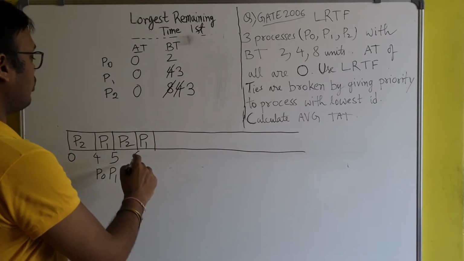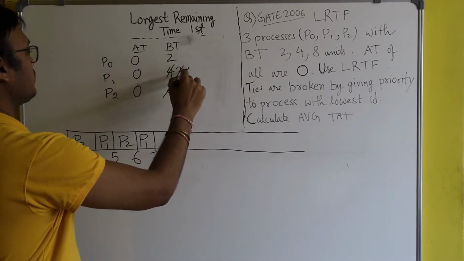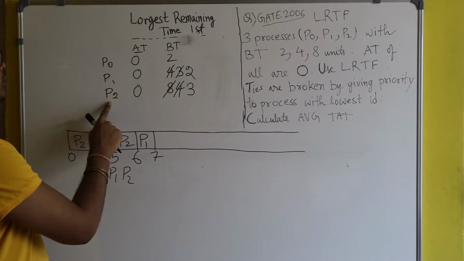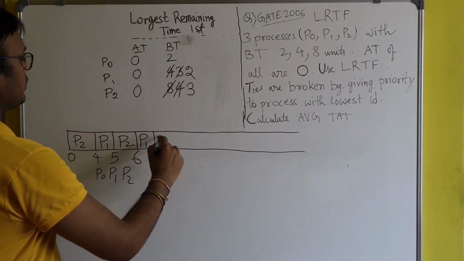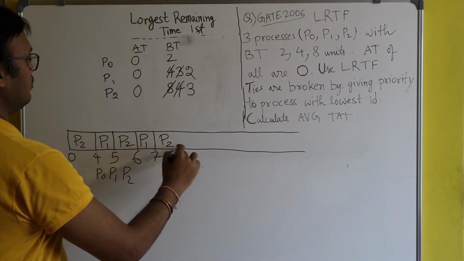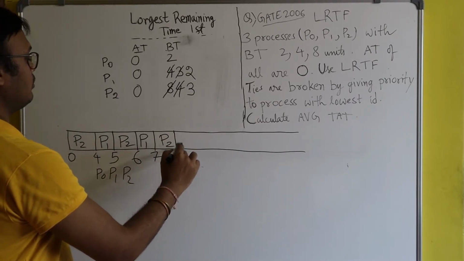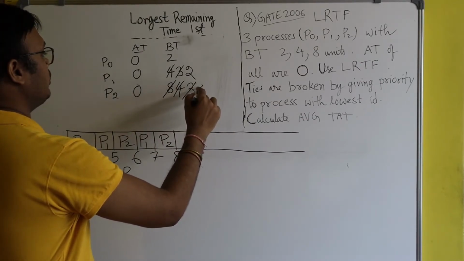It will run from 6 to 7, so now 2 units are left for process P1. Now CPU will be given to process P2 because it has the largest burst time of 3 units. So here I will write process P2. It will run for 1 unit, 7 to 8, so now 2 units are left for process P2.